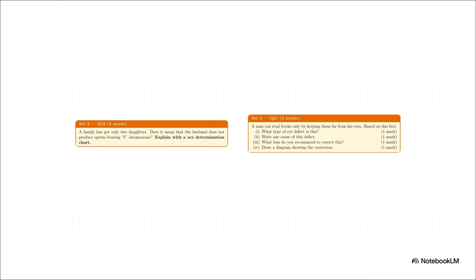On the left, you've got a classic 4-mark heredity question about sex determination. And on the right, a 4-marker on optics, this one about eye defects. See? These aren't just vague topic areas. These are the exact kinds of predictable, high-value questions you can bet you'll see.